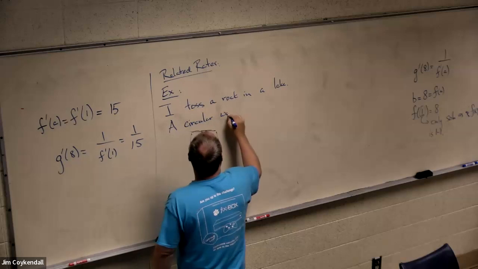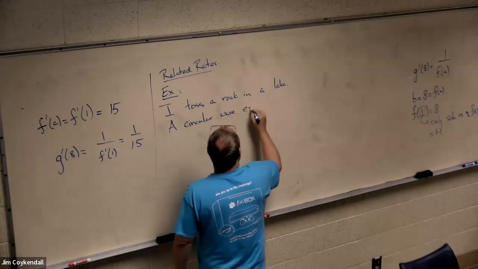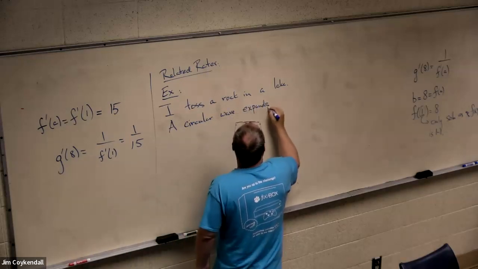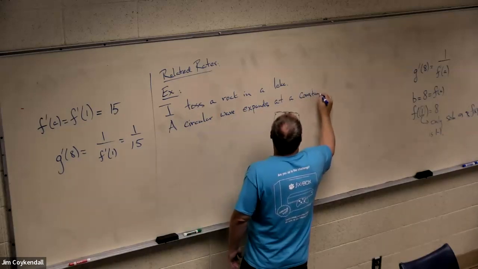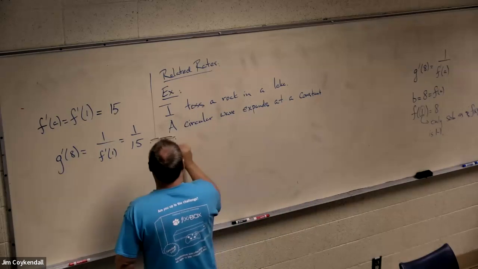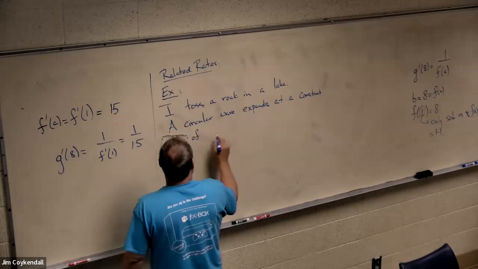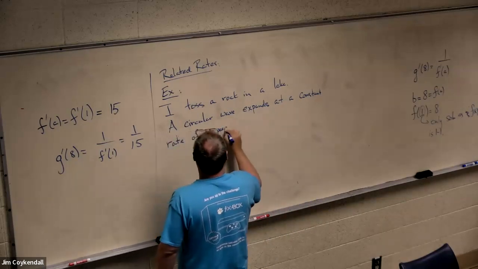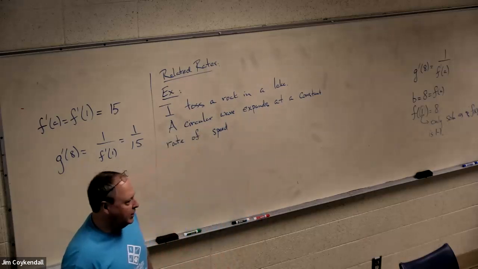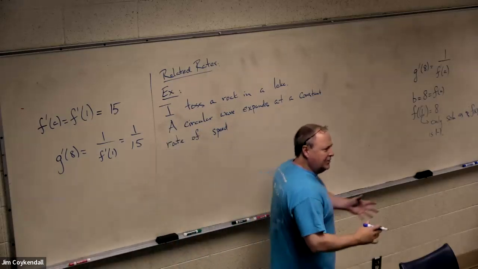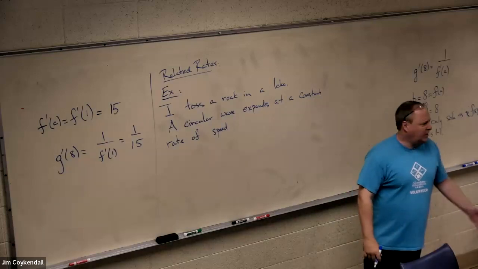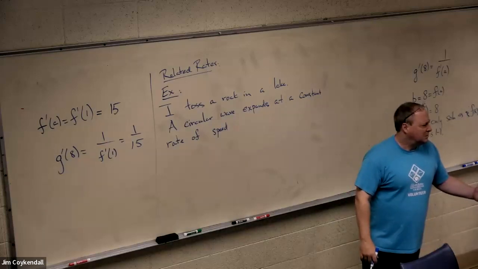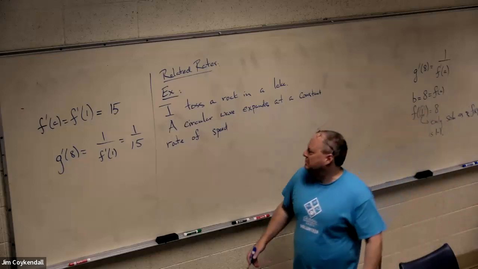A circular wave expands at a constant rate of speed. Oh, you all are experienced rock throwers. How fast do you think it is when you see the waves coming out? What do you think? Like maybe 2 feet a second? 2 feet per second?